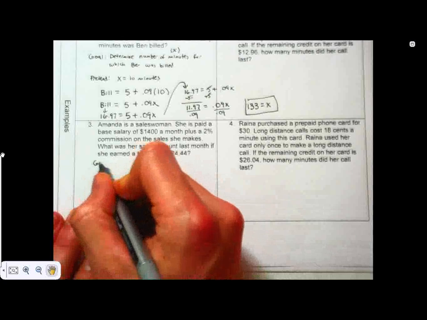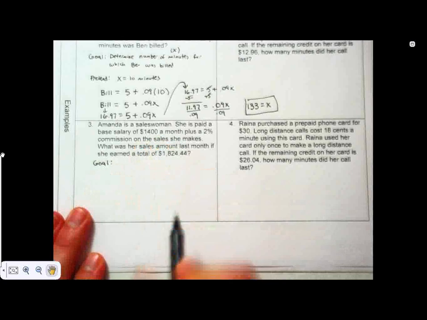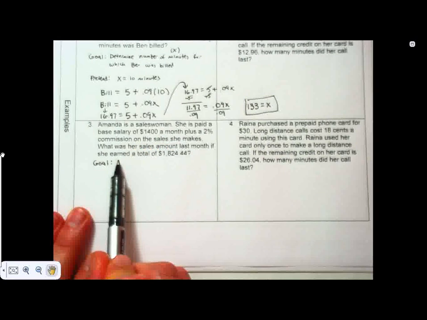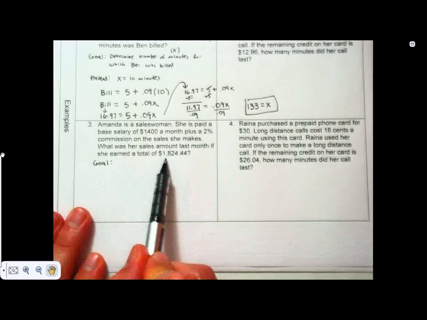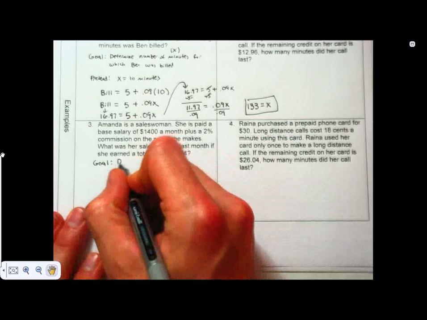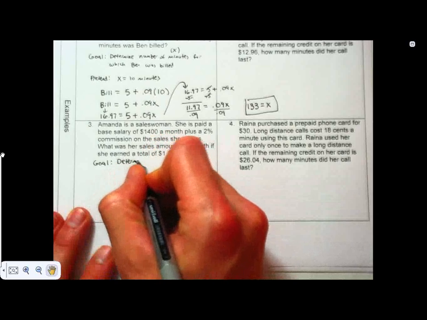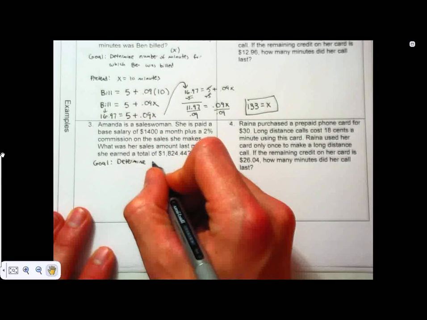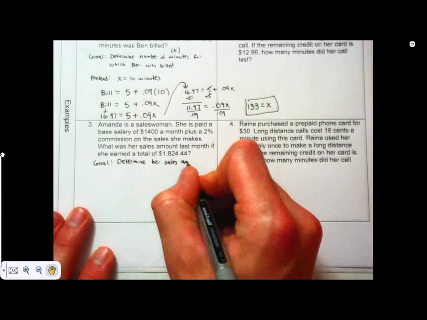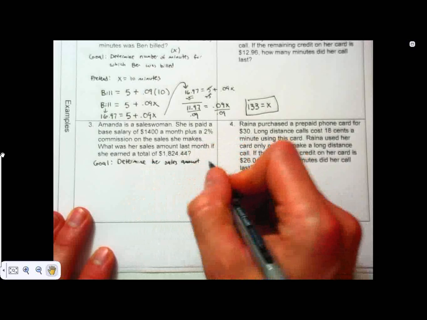Okay, so for number 3, our goal here is, again, if I write it down in my own words, it looks like it's what was her sales amount last month if she earned a total of $1,824.44. So it's to determine her sales amount, which again we don't know, so I'm going to call that X.